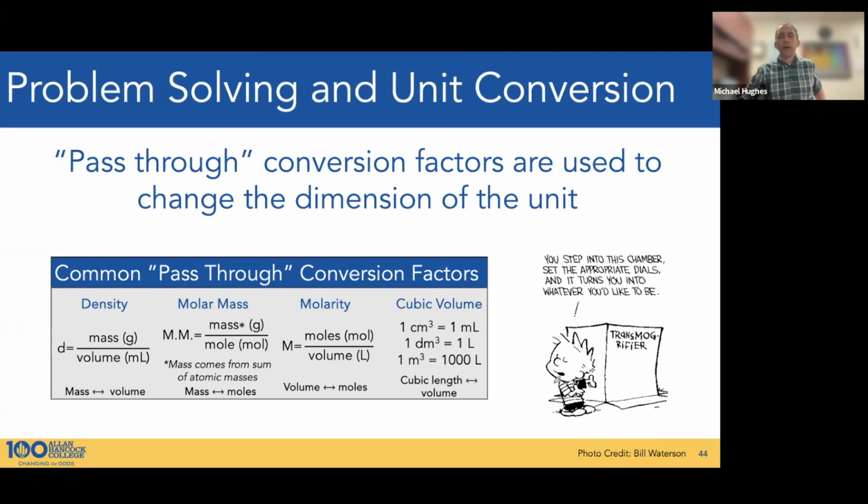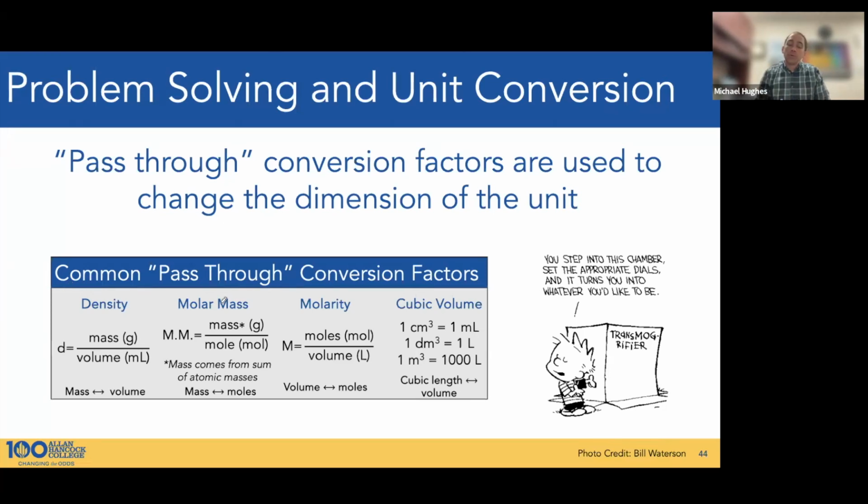So here we have Calvin saying you step in this chamber, set the appropriate dials, it turns you into whatever you want to be. And that's like density. If you have mass and you want volume, you can use density, or if you have volume and you want mass. The density of aluminum is 2.70 grams for every milliliter. So if you have 1 milliliter of pure aluminum, it's 2.7 grams. And if you have 2.70 grams of pure aluminum, it's going to be 1 milliliter in volume. So that relationship allows us to go from mass to volume.